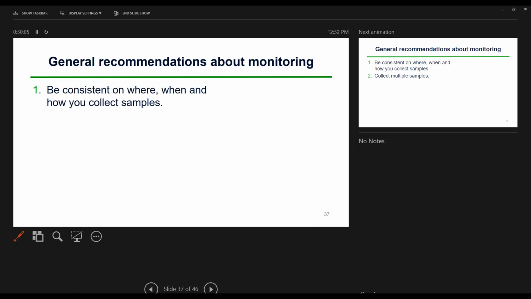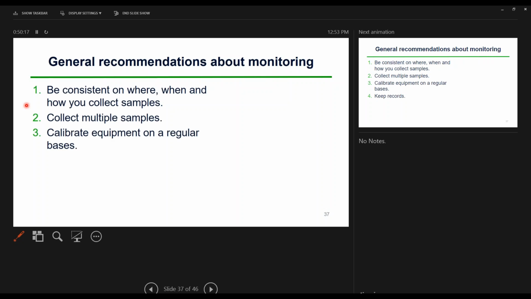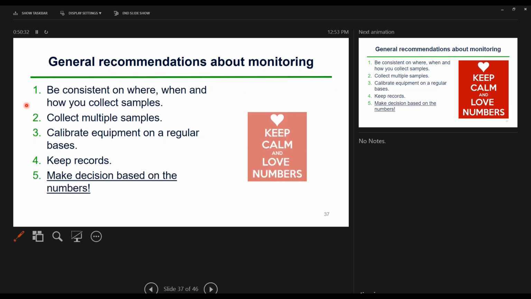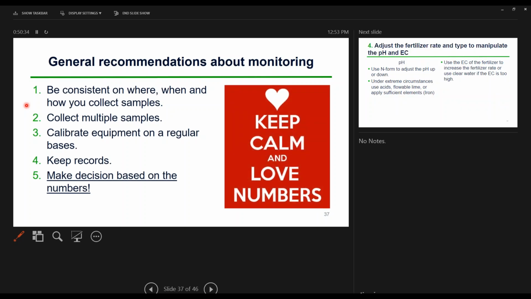So general recommendations about monitoring: make sure you're consistent on where, when, and how you collect those samples. I would also add who collects the samples is important. You want to collect multiple samples. You want to make sure you calibrate your equipment, because if you're not calibrating your pH and EC meter, it's like not doing anything. So make sure that gets calibrated, and make sure you keep your records and make your decisions based on numbers, right? Not just because you see a plant with iron deficiency doesn't mean you need to go apply iron. And I hope you can take that from here today.